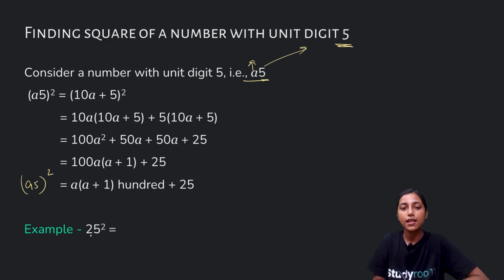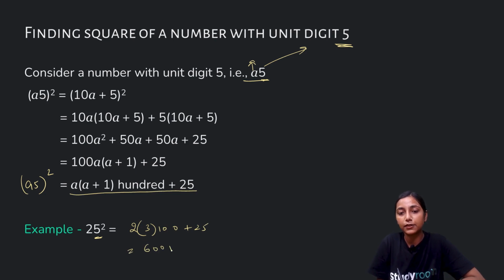Let's do an example. Here we have 25 square. So we need to find the square of 25. We just saw that this number 25 ends with the digit 5. The digit at the unit's place is 5. So there is an easy formula to find the square. What is A here? A is 2. So the formula is A into A plus 1 into 100 plus 25. That will be 2 into 2 plus 1, that is 3, into 100 plus 25. That is 2 3 is 6, 600 plus 25 and its answer is 625.